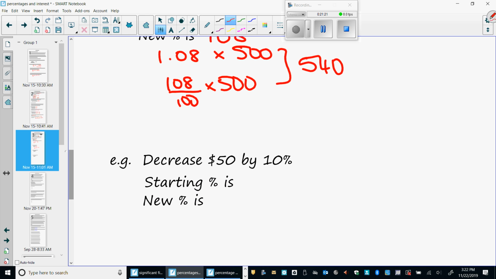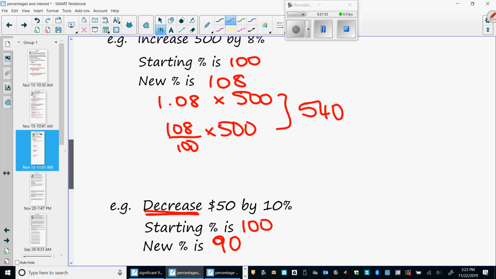Is it dollars? No, it doesn't say dollars. Oh, this time we're decreasing. So starting percent was 100. New percentage is 90. Oh, sorry, it would be a dollar, right? The one before it says dollars, so that one would be $540 if it had the dollar sign, but this one doesn't say dollar.